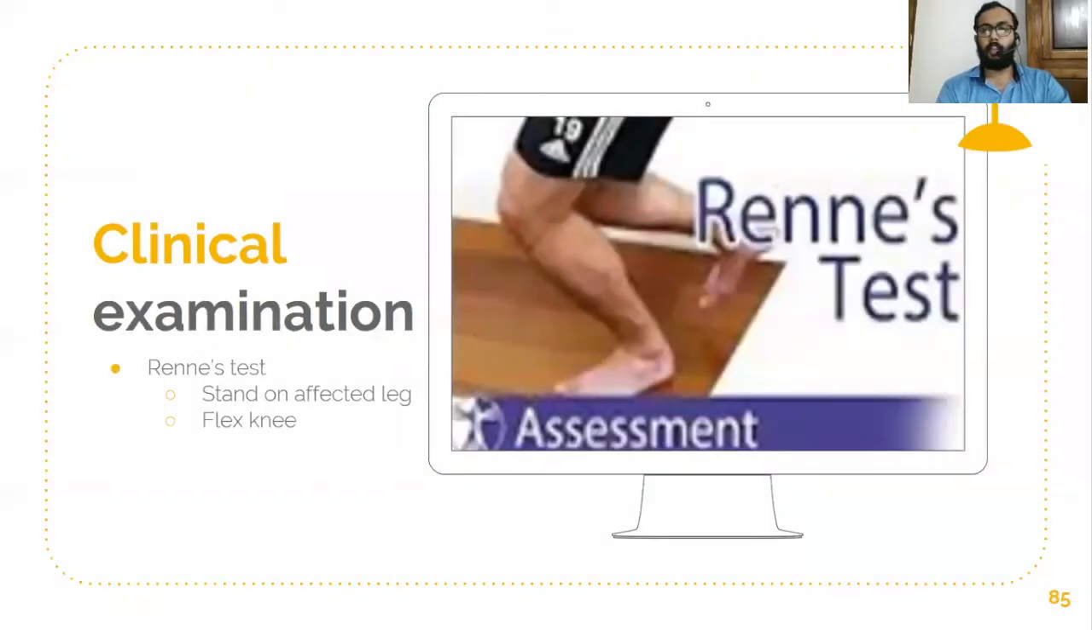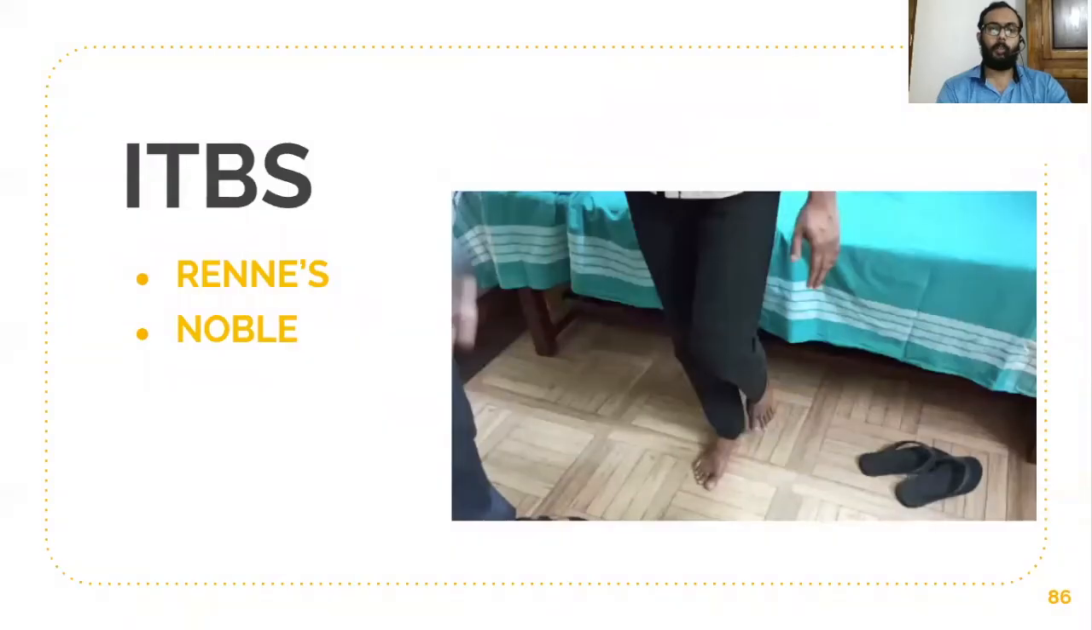Clinical examination includes Renne's test and Noble test. In Renne's test, ask the patient to stand on the affected leg and flex the knee up to 30 degrees. Up to the flexion of 30 degrees itself, the patient feels pain over the lateral femoral condyle. In Noble test, hold the lateral femoral condyle with the examiner's thumb and ask the patient to do repeated flexion and extension of the knee joint, which causes pain over the iliotibial band.